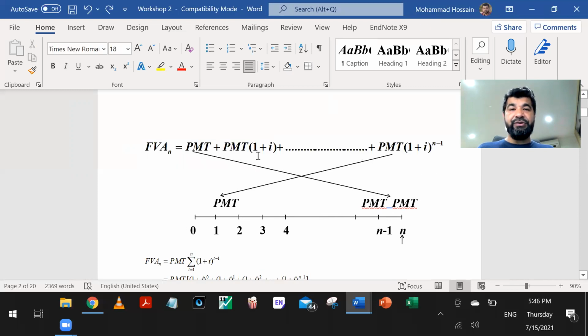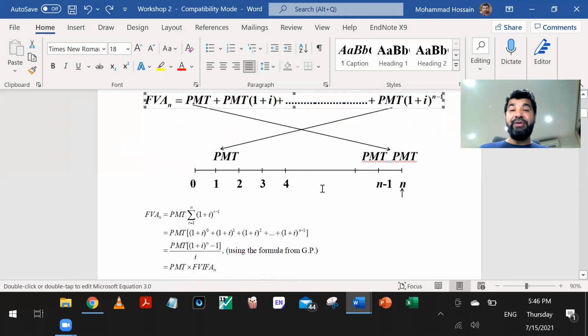All right, so that's what I wanted to show you here. Payment plus interest every year. Payment plus interest, payment plus interest, payment plus interest. So it's for 2 years. The money is in there for 2 years for payment plus 2. For 3 years, payment into 1 plus I to the power 3, like this.